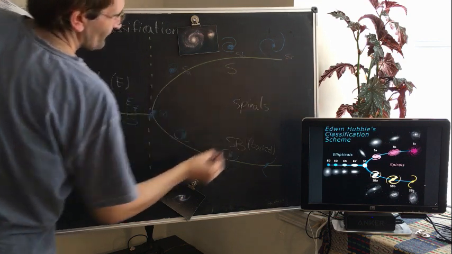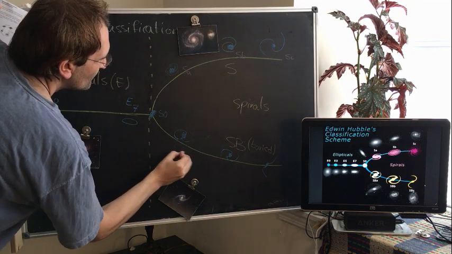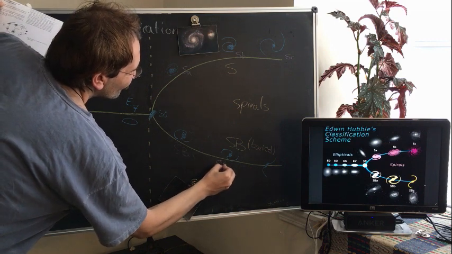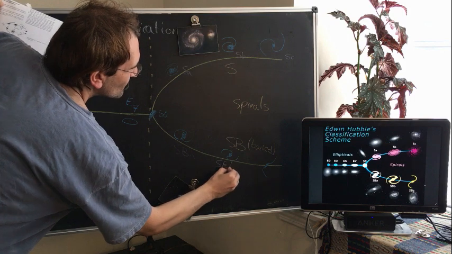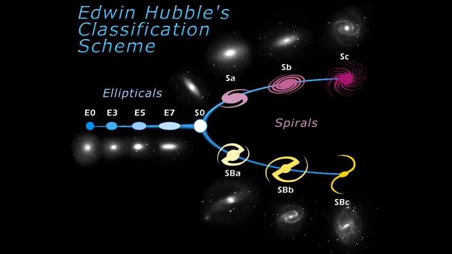It's the same for barred spirals. We have SBa. This is capital B. SBa, SBb, and SBc for the last one. Okay, if we put it all together, we have the Hubble classification. And you can see why it's called the Hubble tuning fork. It's like a fork. We have ellipticals on one side and spirals on the other side. For spirals, we have regular spirals and barred spirals.